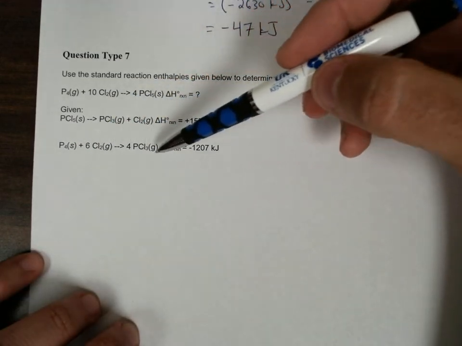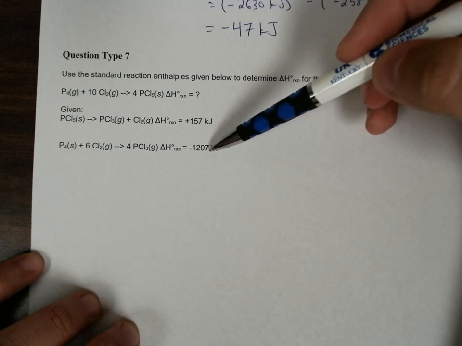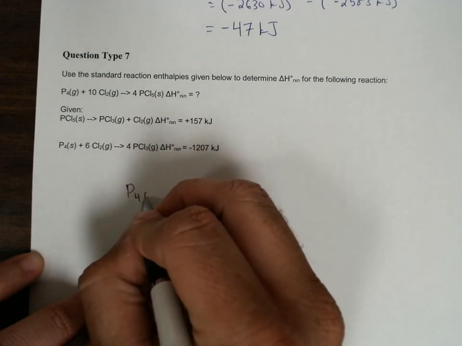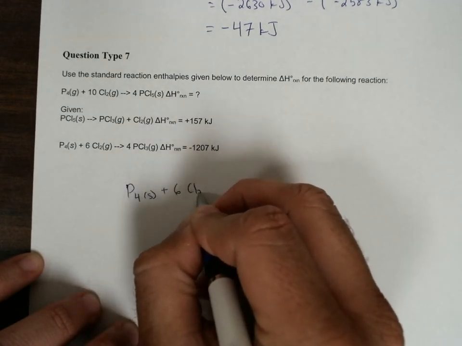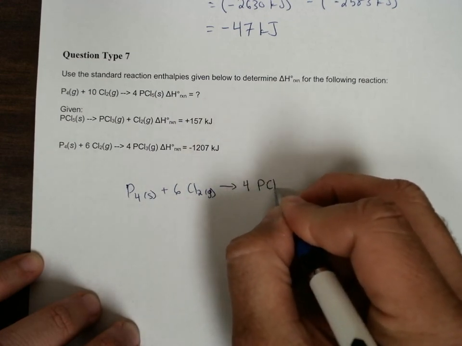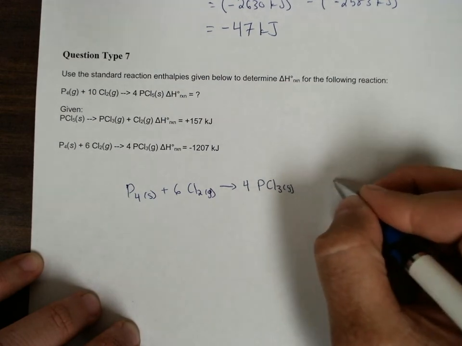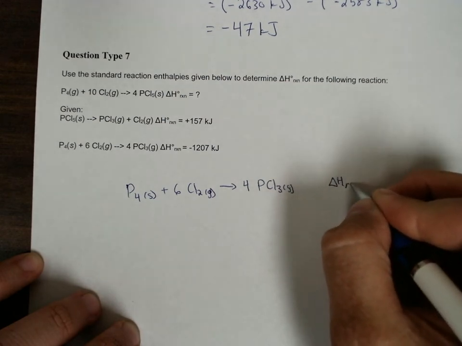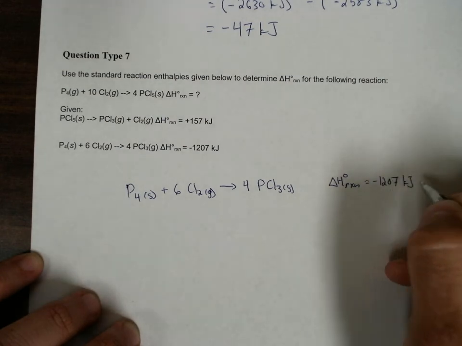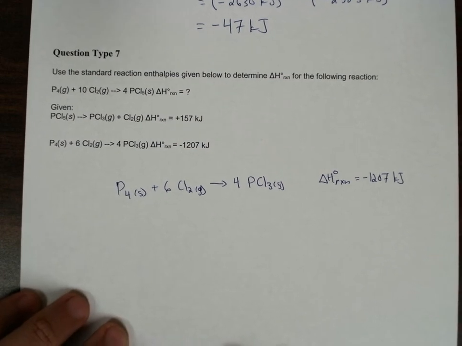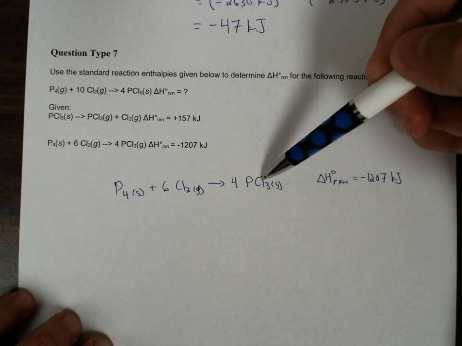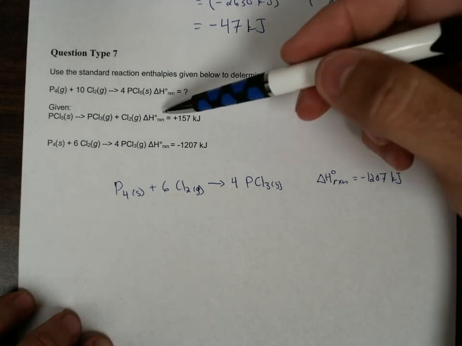Okay, this one, the second equation, already has P4 on the left, so we can use it as is. P4 solid plus 6 Cl2 gas goes to 4 PCl3 gas, delta H not of reaction equals negative 1207 kilojoules. Okay. What we're going to do now is get rid of the PCl3. PCl3 is in the other equation.